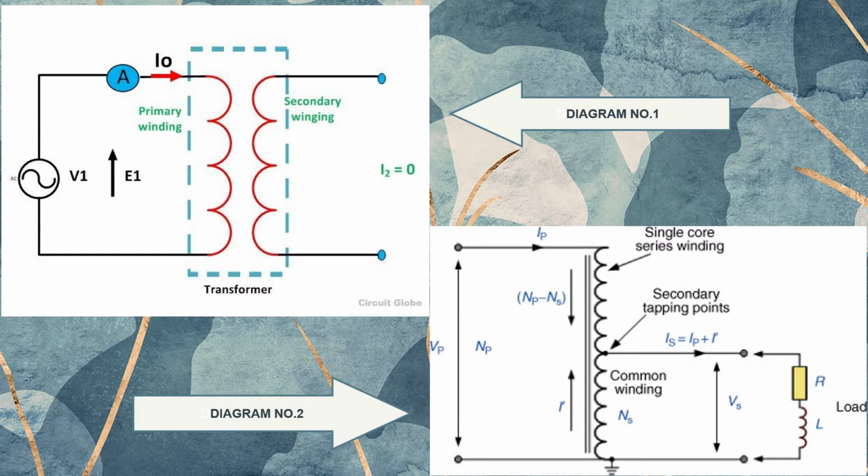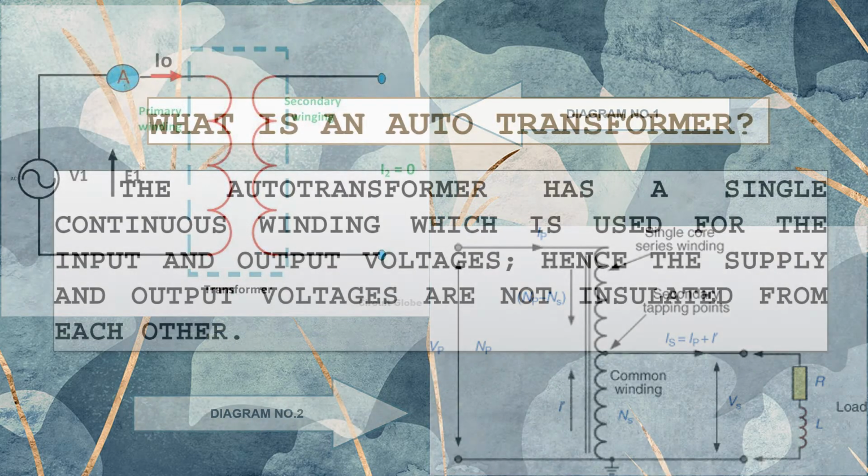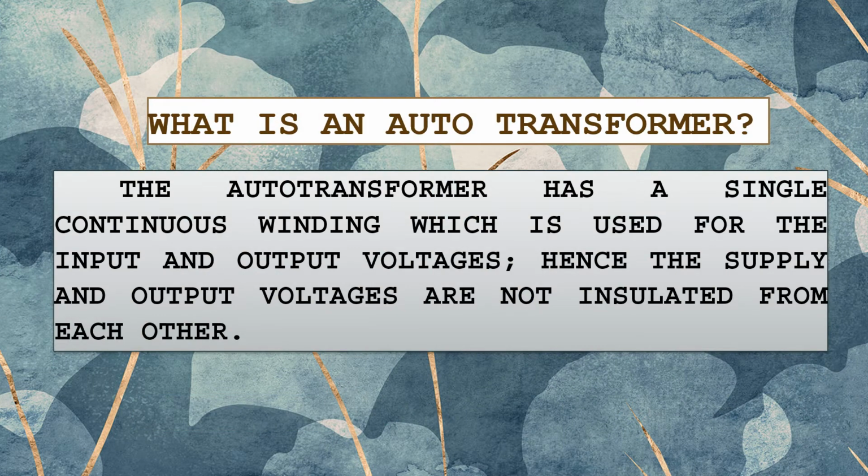By just looking at the diagram, we can see that the primary and the secondary windings are not directly connected to each other. However, compared to the first one, in the second diagram, we can see that the primary and the secondary windings are directly connected to each other. So it shows one single winding, which is one of the characteristics of an autotransformer. With this in mind, we can now define what an autotransformer is.